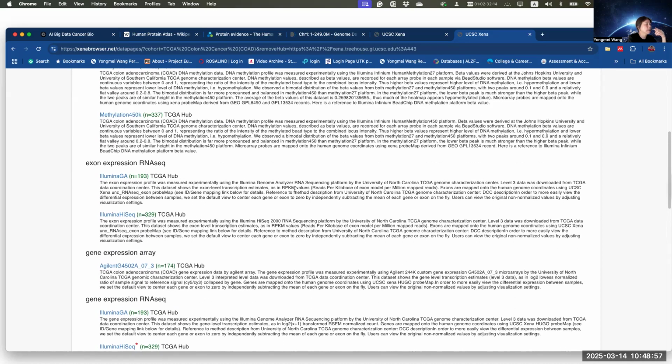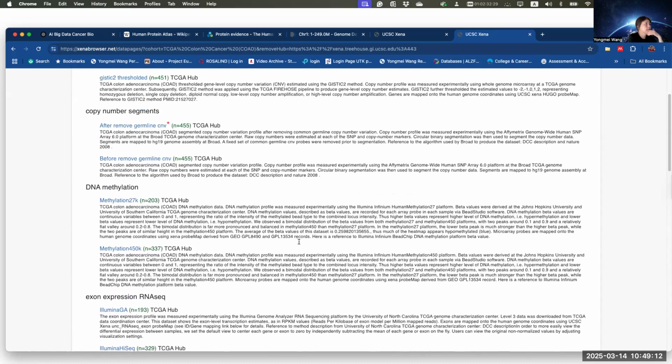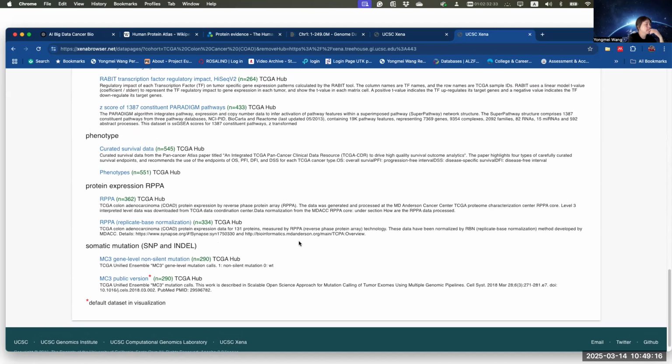DNA methylation data is slightly different. It doesn't come by particular gene. It is actually where the methylation sites are on the genome. And what else? There is mutation data as well.